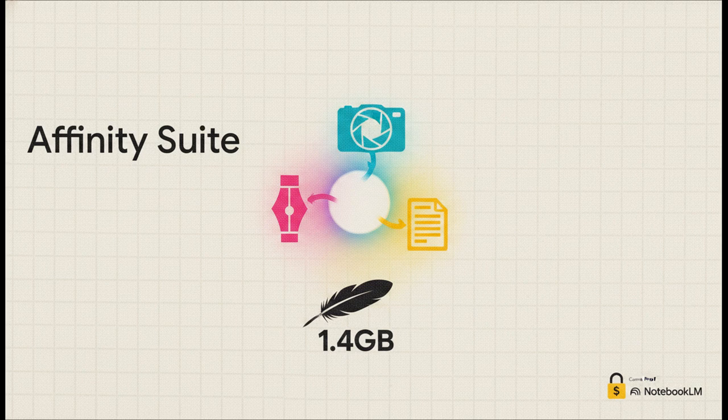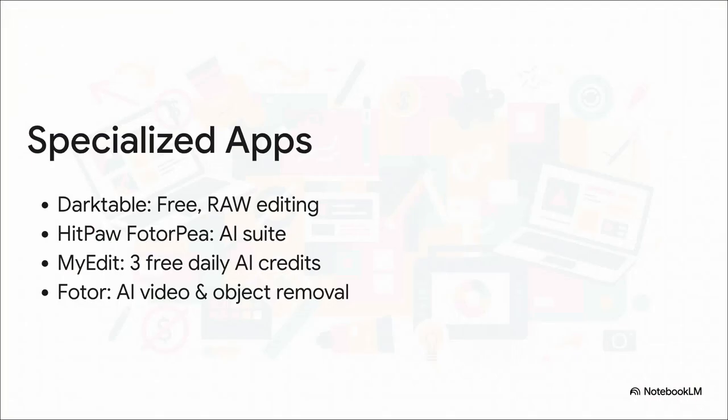Now, to be totally transparent here, while the core app is free, its advanced AI capabilities, like Super Resolve, do require a $15 a month Canva Pro subscription. And currently, those AI features require Apple Silicon if you're on a Mac. Beyond Affinity, there are some incredibly specialized powerhouses out there.